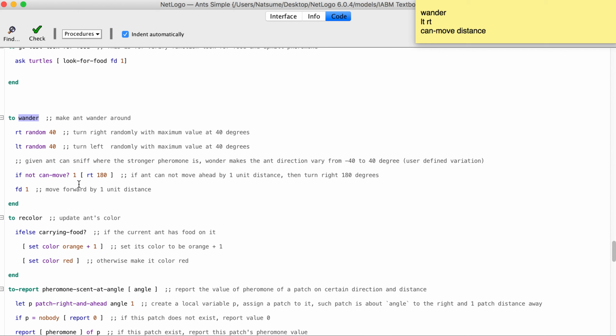But if there is a patch, this is true, and not true is false. False, we won't execute this line of code, meaning we're just moving forward, continuing the original heading. But if there is no patch, we turn around and move 1 unit forward. This is how we design wander. So again, right means turning right, left means turning its head to the left. FD is moving forward.